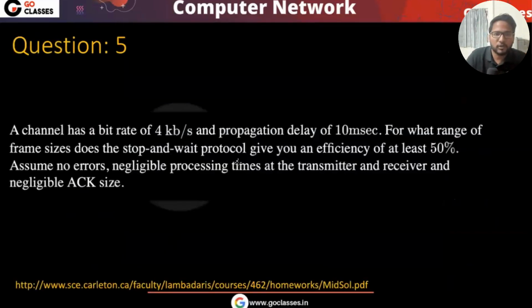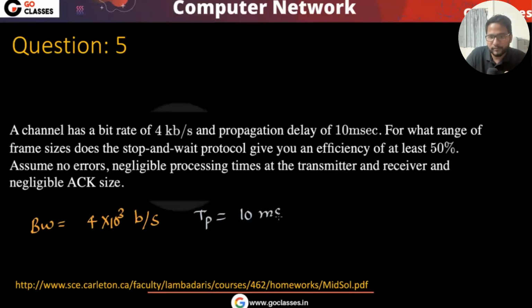Now let's solve this question. They're saying a channel has a bit rate of 4 kbps. So they're saying the bit rate is this. What does this mean? They must be talking about the bandwidth, which is 4 into 10 to the power 3 bits per second, right? And the propagation delay they have given is 10 milliseconds. For what range of frame sizes does the stop and wait protocol give you an efficiency of at least 50%?